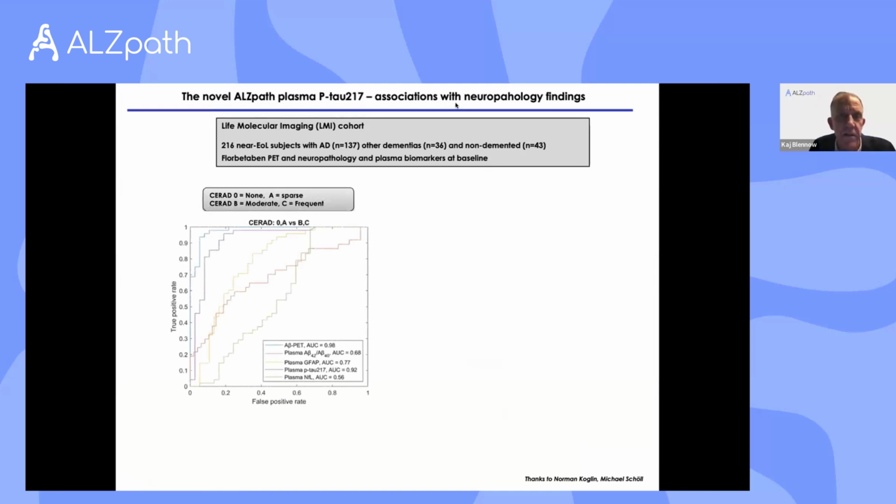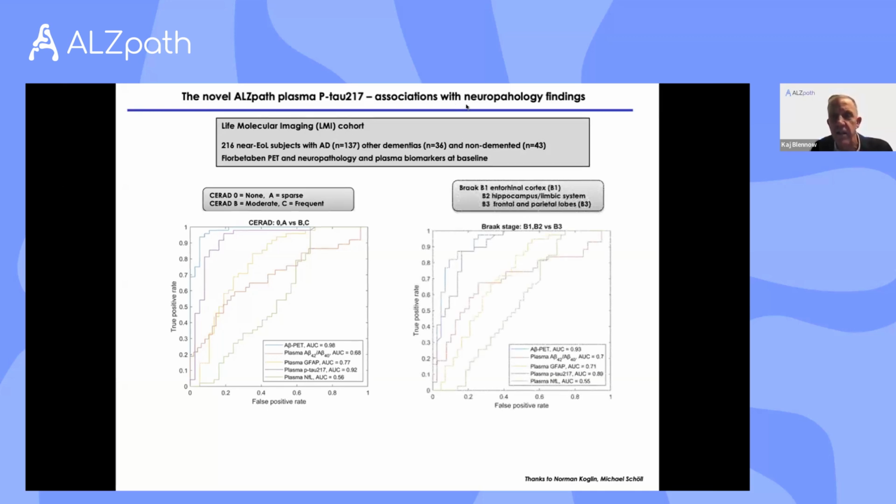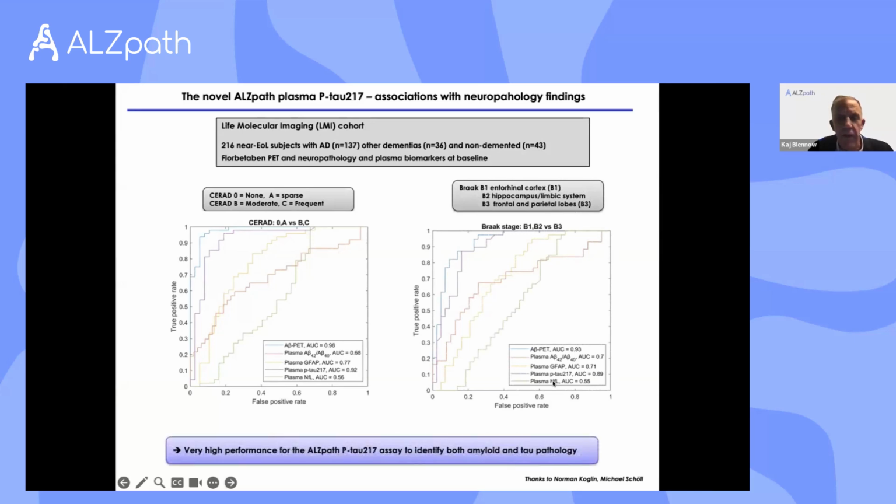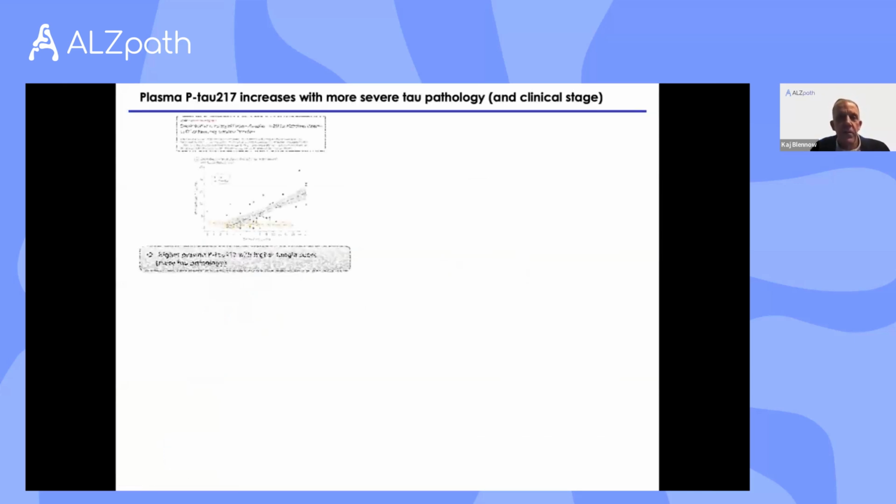And here you have CERAD scores for amyloid, so high versus low, and you can see that the AUCs end up really high, so 0.92 in this study. And here you have the same thing for Braak stages for tau pathology, and with again really high AUC value. So again, very good performance.